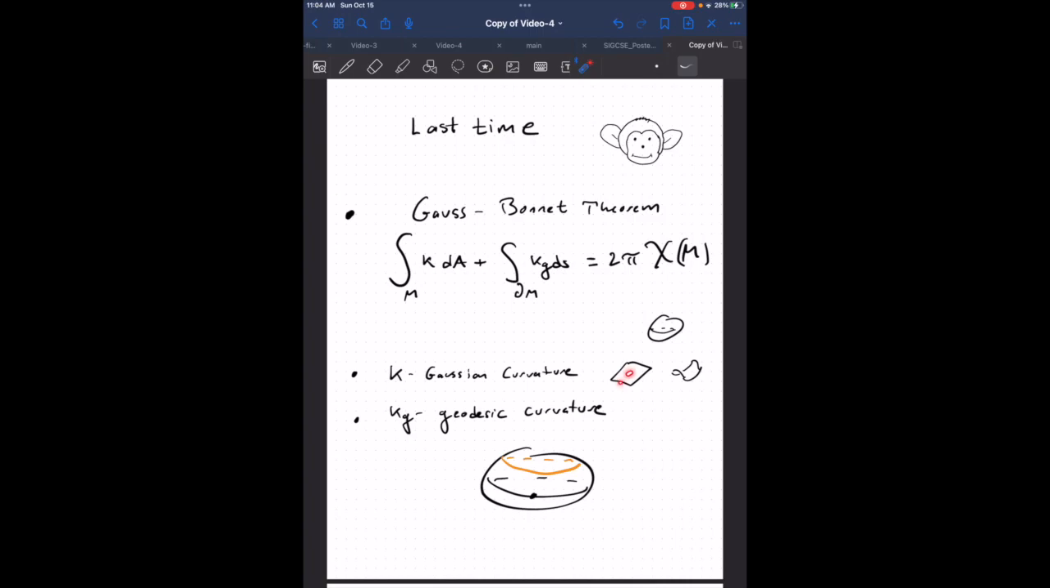In the plane, we're flat, so we have 0 Gaussian curvature. At a point on the unit sphere, we're going to have curvature +1, and at this point on the saddle, we would have curvature -1.